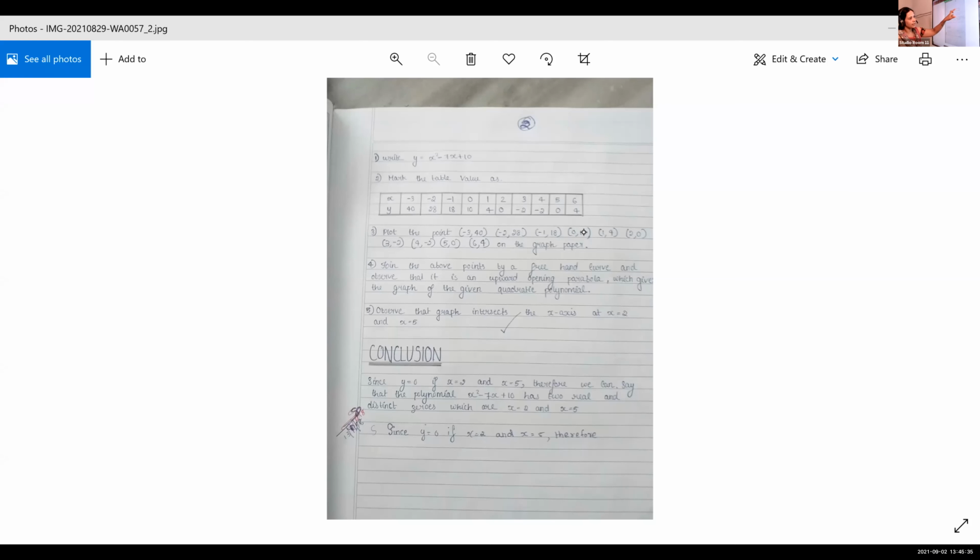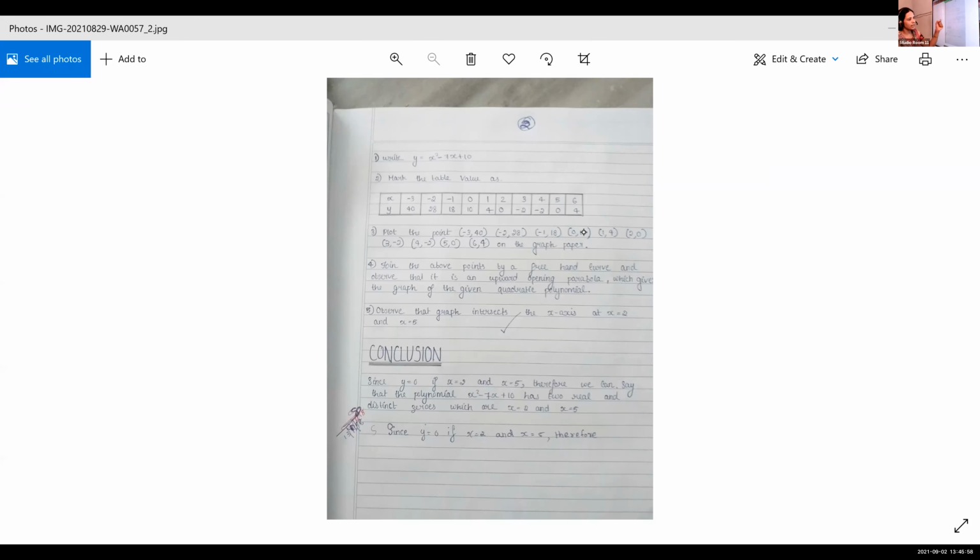Is it clear? How we get the table? What we do is substitute the value of x. X is -3: when you substitute it, you will get the corresponding value of y. You substitute x is -2, you will get the corresponding value of y. When you put x is -1, y is 18; x is 0, y is 10, like that. You find out the values of y.